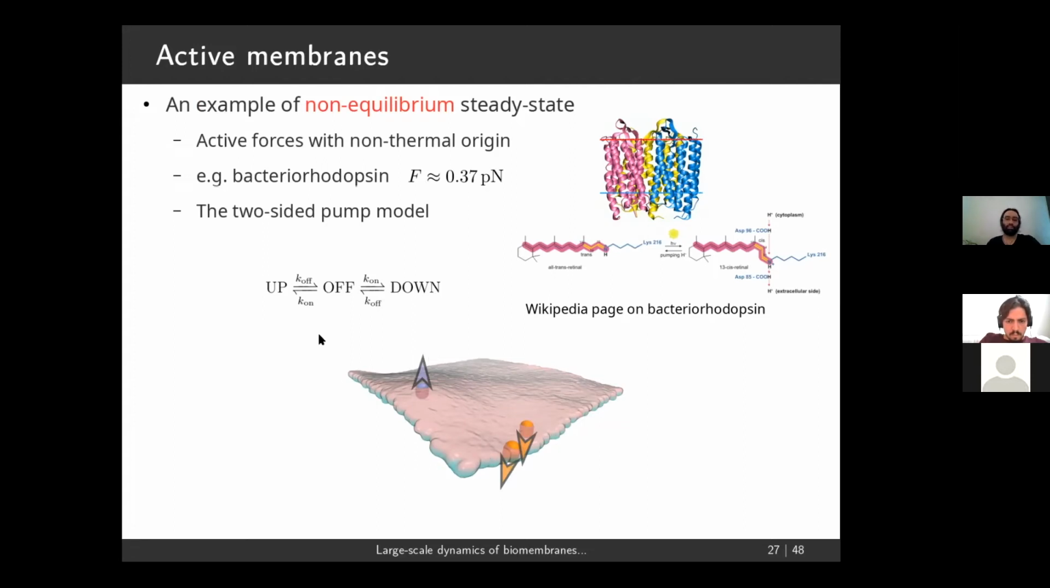And there is a very well-known stochastic model for that. We are looking at this type of three-state reactions, where the pump can go from the off state to the down or to the up state with a certain prescribed rate. And then we can look at the kinetics that comes from the action of this, basically.